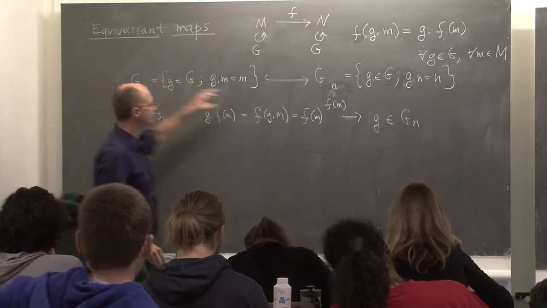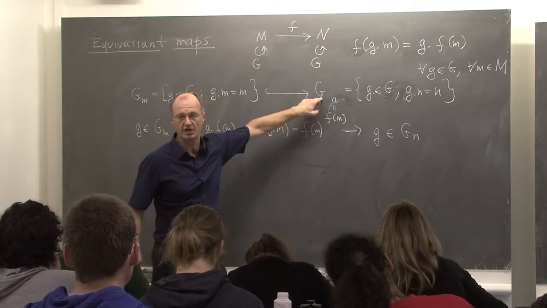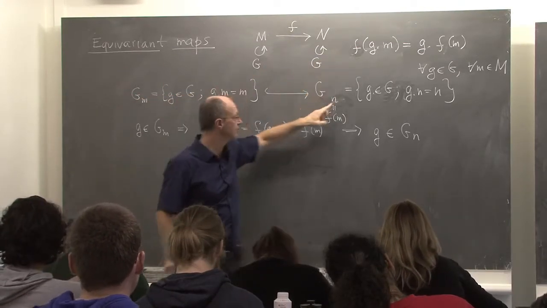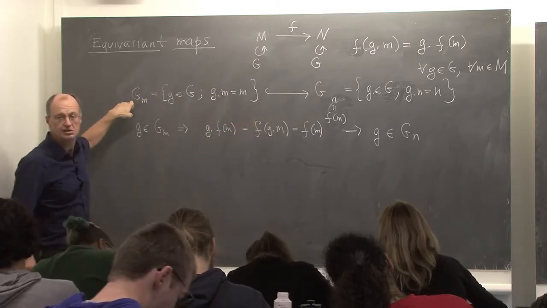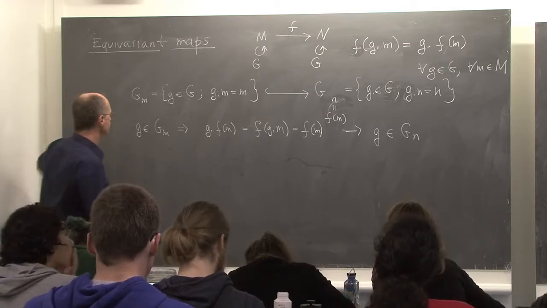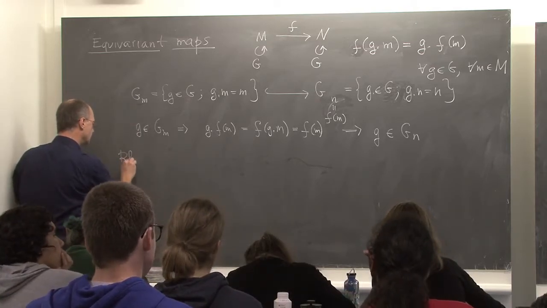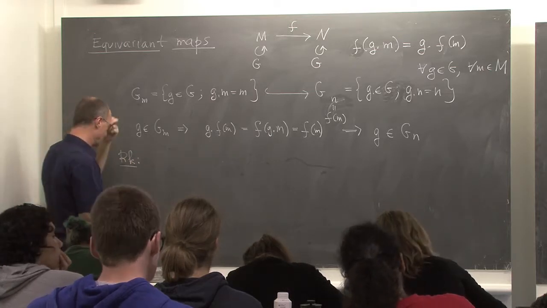Right, so we have a group G. Inside of the group is sitting the stabilizer of the point in the target. And inside the stabilizer of the point in the target is sitting a stabilizer of the point in the source. Now maybe a couple of remarks about it.